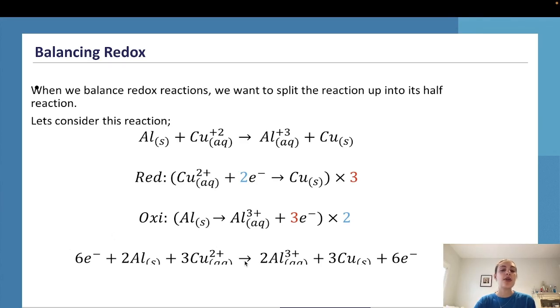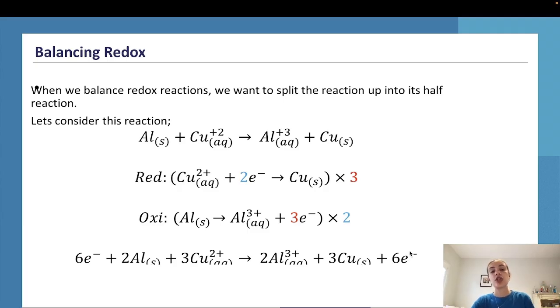And so if we're to add those two reactions together to make an entire one reaction, we can put all the reactants on one side and all the products on the other side. And so when we do that, we get 6 electrons plus 2 aluminium solid plus 3 copper 2+, and that's going to make 2 aluminium 3+ plus 3 copper solid plus 6 electrons.